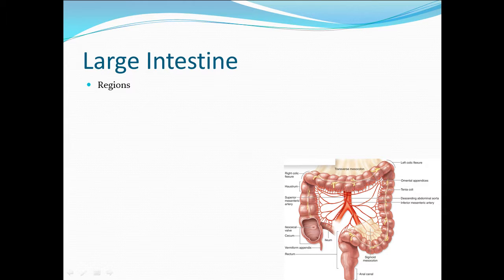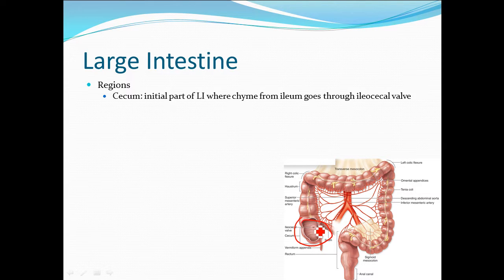There are different regions in this large intestine. What were the different regions in the small intestine? Duodenum, jejunum, and ileum. Very good. For the large intestine, we first start off with the cecum, right? We start off with the cecum. What was this little opening from the ileum to the cecum called? Starts with the I. Ileocecal valve. Ileocecal valve.